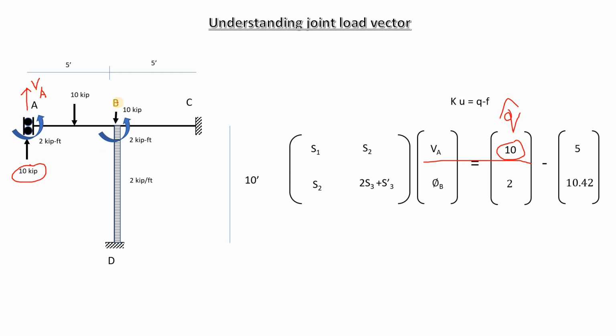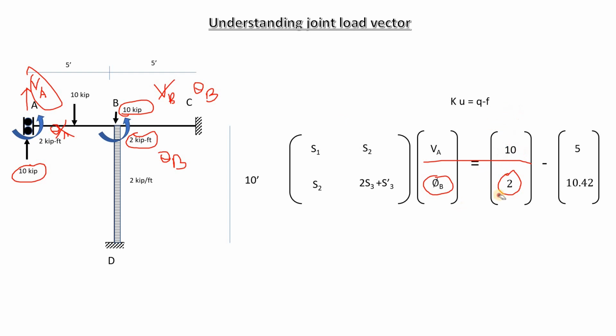And when we focus on point B, the unknown here is theta B, which is a rotational displacement, and you can see that there is an external joint moment there of 2 kP. That is why 2 is placed here, and 10 is not placed here because the unknown is not VB, the unknown is theta B. And this 2 kP is not placed at A because the unknown is not theta A, the unknown is VA. Okay, so from here I think this is quite understandable and there should not be any more confusion.